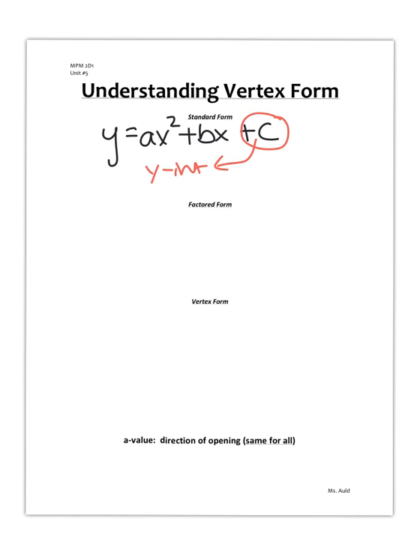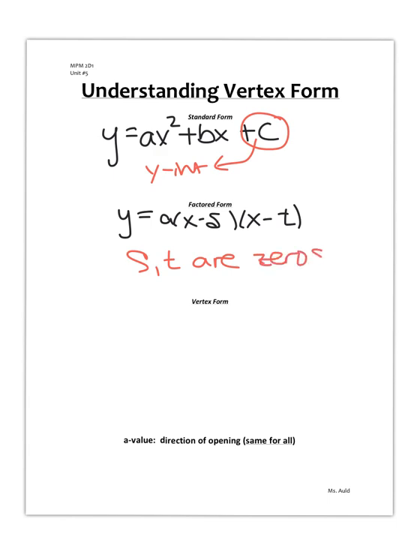Okay. We also know our factored form, which comes in the form of a times x minus s times x minus t, where s and t are the zeros. Okay, so we know that one. So we know how to get from standard to factored by factoring, and factored to standard by expanding. So now we need to talk about vertex form.